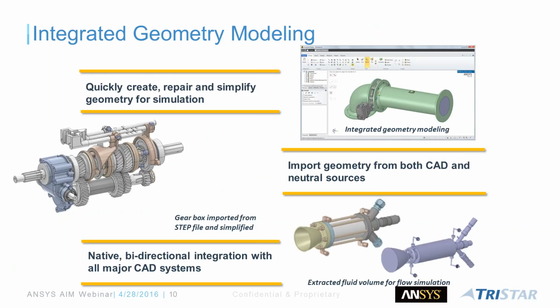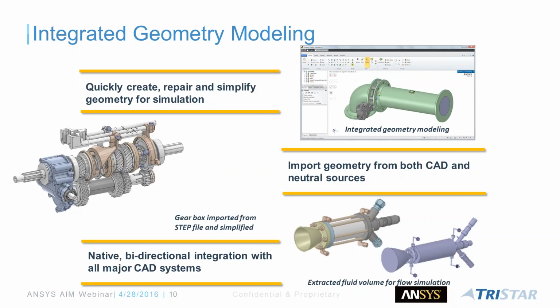Now, on the geometry modeling side, if you're using your CAD system, yes, it has bidirectional integration with most major CAD systems, including Creo Parametric, but you can also bring in neutral files. It has the ability to edit geometry, quickly repair and simplify geometry within AIM using the SpaceClaim engine, and there's also Design Modeler, actually, it's more for exploration for what-if scenarios.